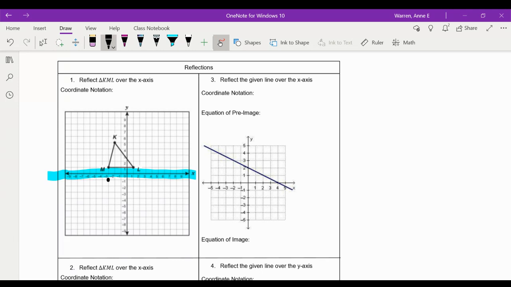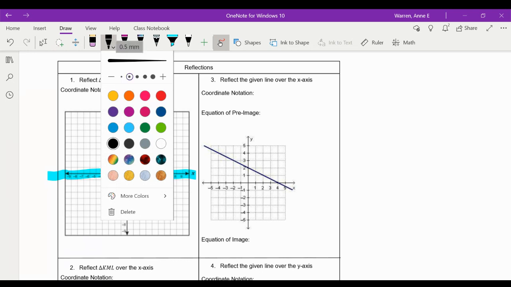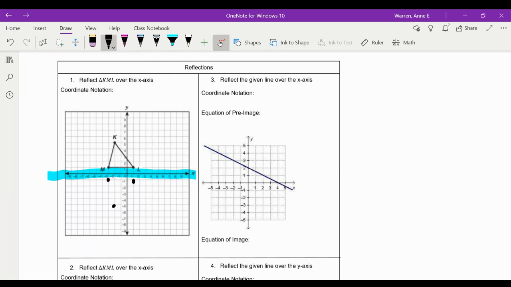Then I'm going to do the same with K. K is 5 above the x-axis, so I know that the reflection is going to be 5 below the x-axis. Okay, and then lastly, same thing with L. L is 1 above the x-axis, so then I'm going to move it to 1 below the x-axis. Again, I apologize for those points. My pen is not working great right now, but I'm trying my best. Okay, and then I'm going to connect those. And while I'm at it, I need to make sure I label my image as KML prime.